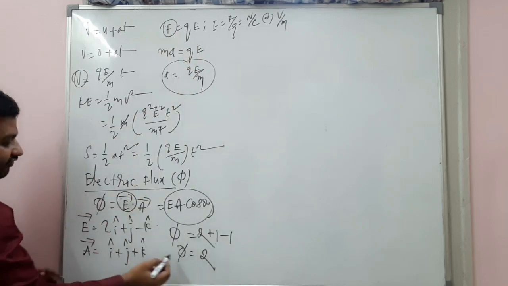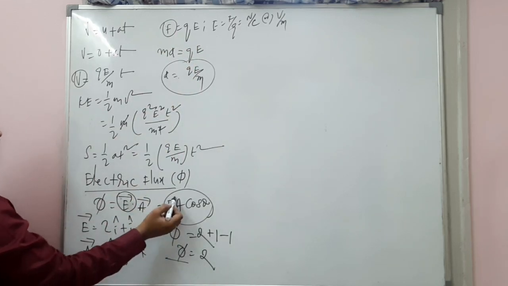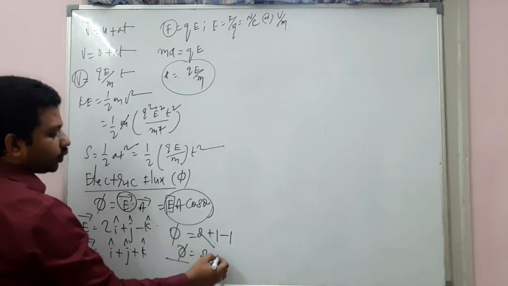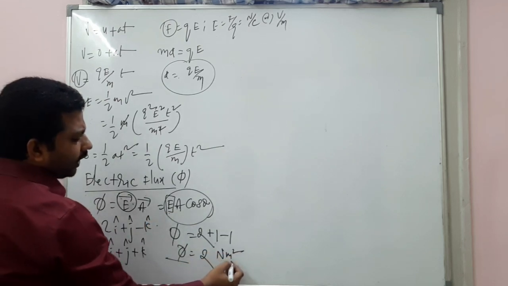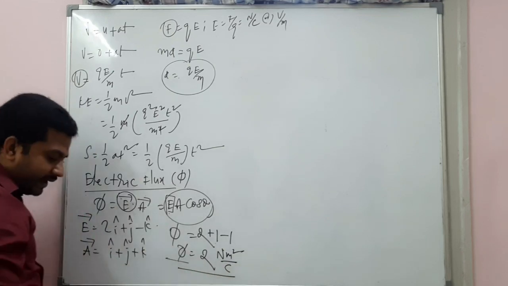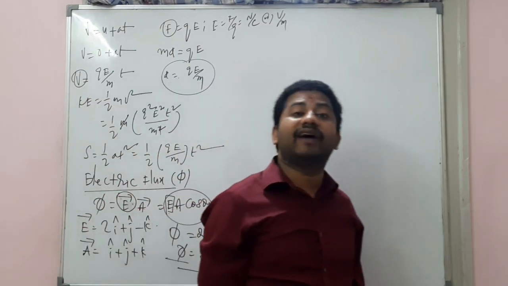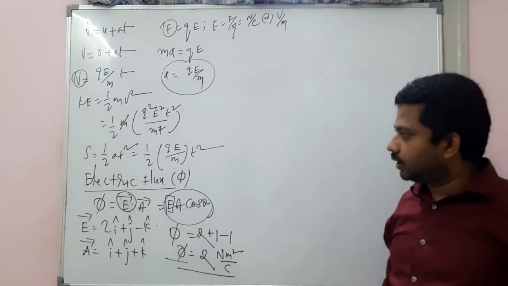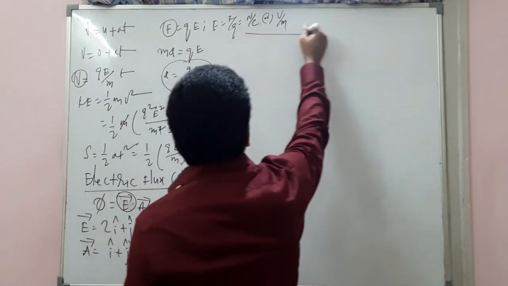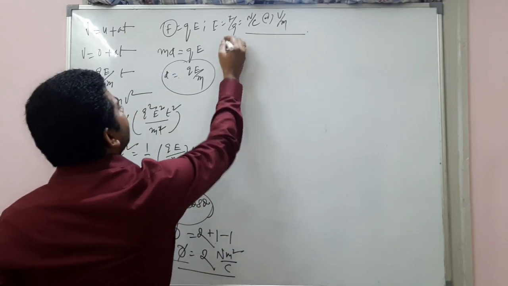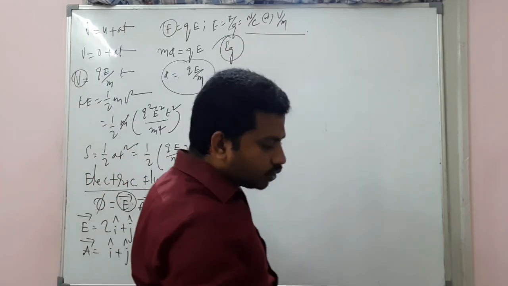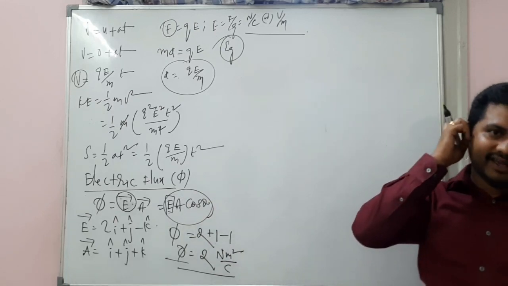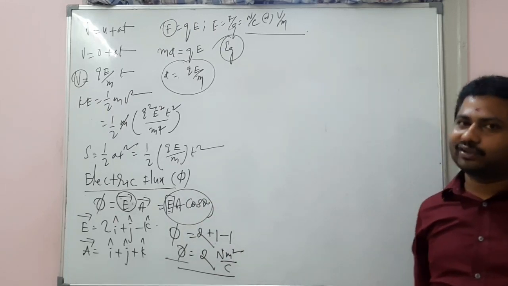Okay, so the flux units: electric field units are Newton per Coulomb and A is meter square. So Newton meter square per Coulomb. This is what the electric flux value is. Now, one more point, let's move on. Very important: from this example, you can solve whatever may be the question related to the flux.